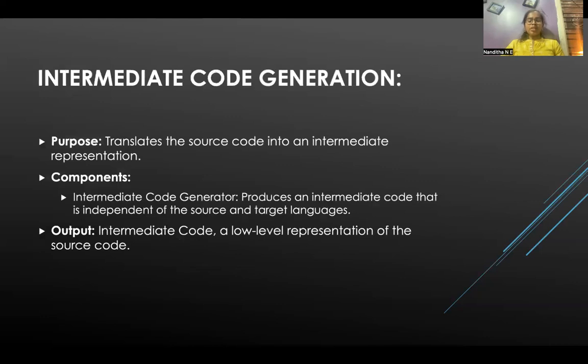Intermediate code generation. The purpose of intermediate code generation is to translate the source code into an intermediate representation. Components are the intermediate code generator, which produces an intermediate code that is independent of the source and target language. The output of intermediate code generation is intermediate code, a low-level representation of the source code.